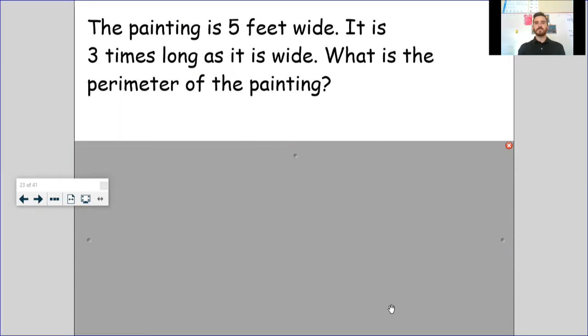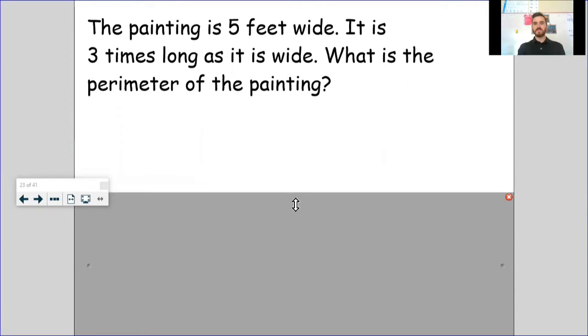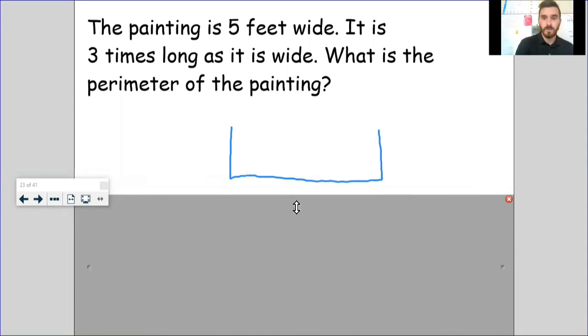It says the painting is 5 feet wide. It is 3 times as long as it is wide. What is the perimeter of the painting? So here's what I'm afraid of. People are going to know to find the perimeter. They're probably going to know, hey, I need to draw my shape. But my big worry is that they're going to list it as 5 and 3.